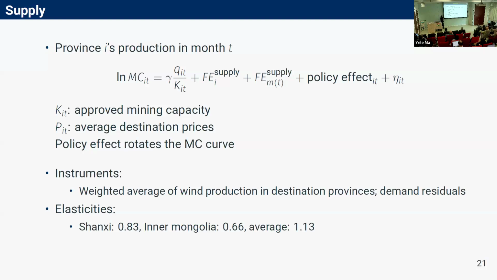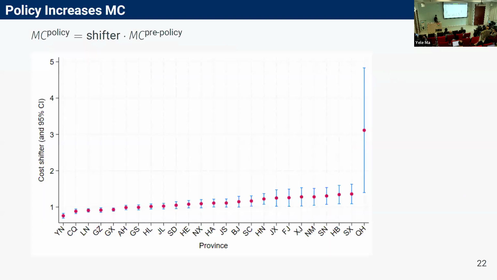The most important thing is we're going to estimate the policy effect that rotates the marginal cost curve. Here we use instruments of both the weighted average of the wind production as well as the demand residual as the instrument. We estimate this, and we find that the elasticity on average is about 1.1 across provinces.